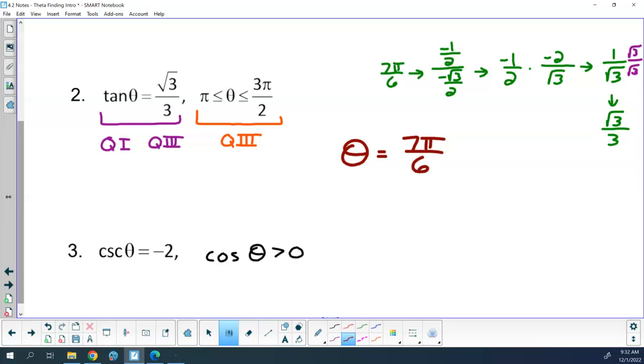Side note, if you haven't written down somewhere that the tangent at the over 6 angles is the square root of 3 over 3, and at the over 3 angles the tangent is the square root of 3, you should probably write that down. That'll save you some time.